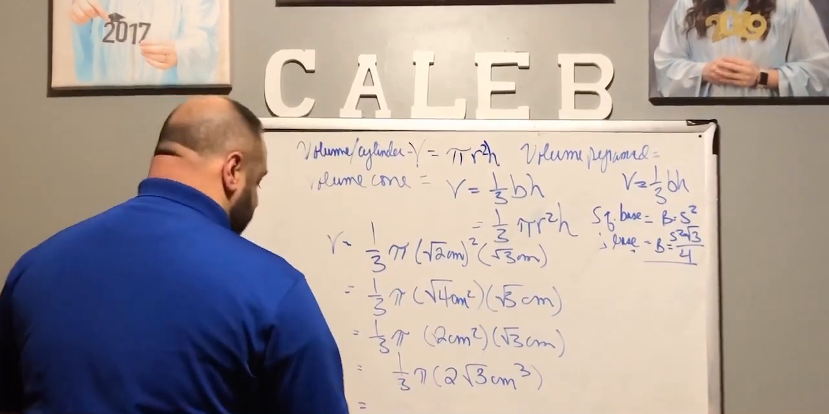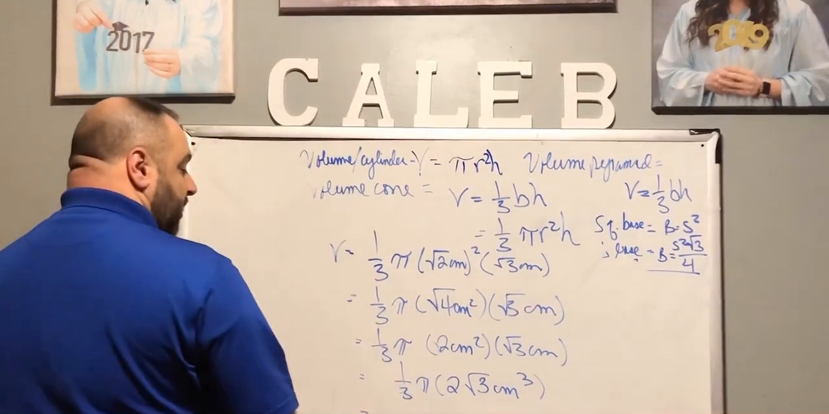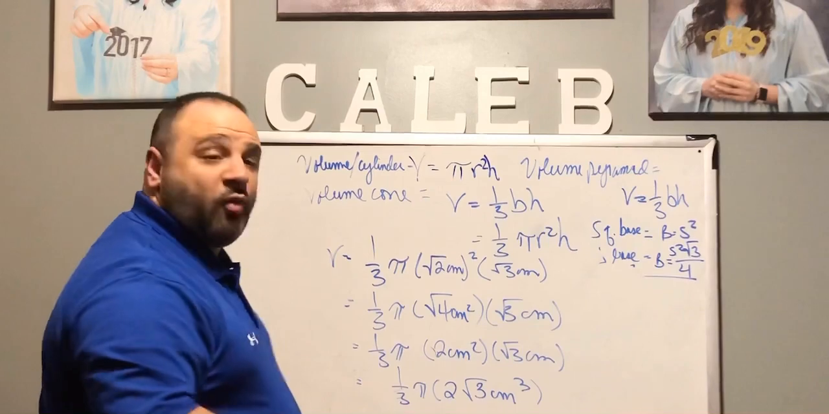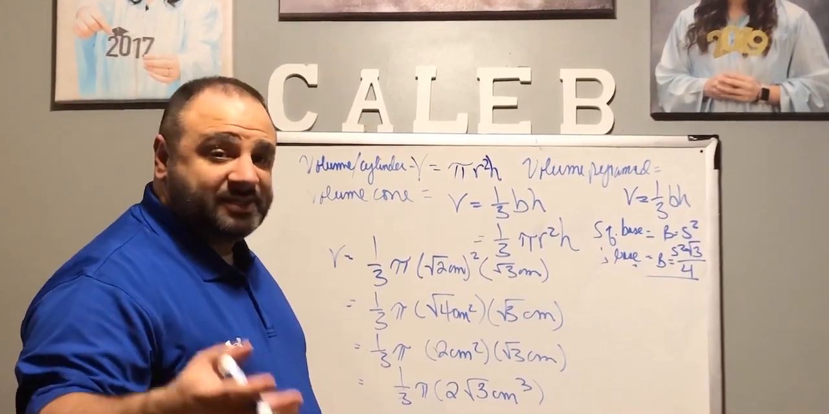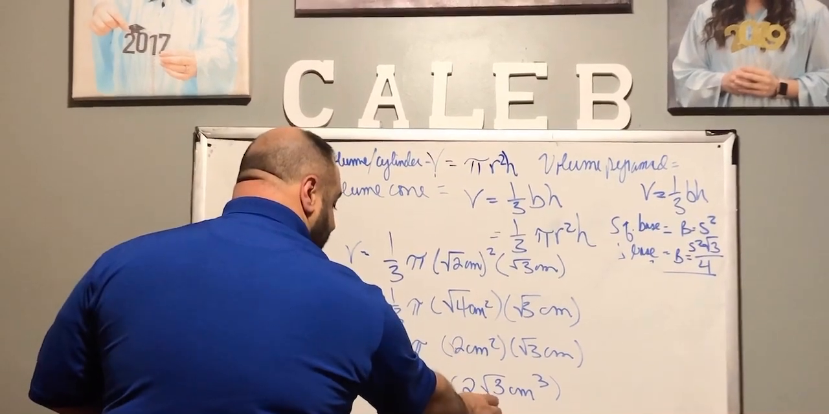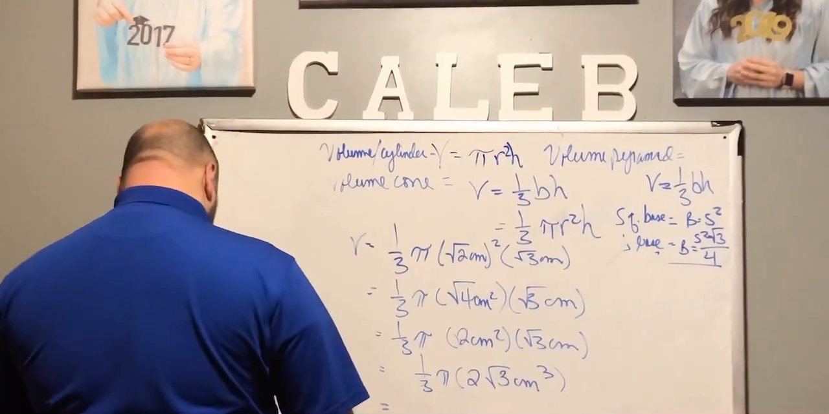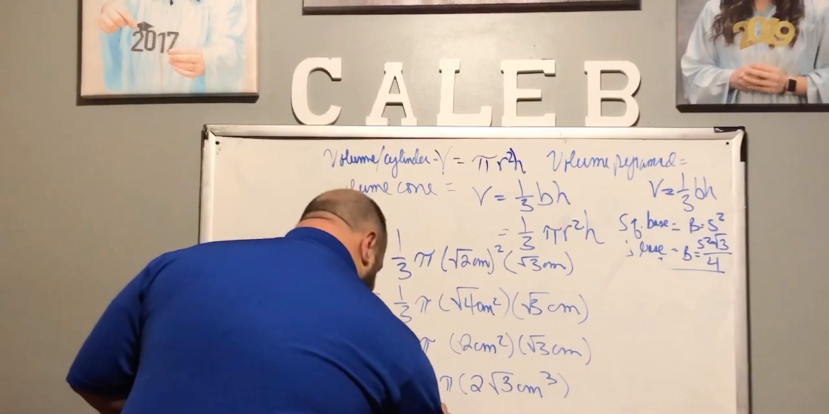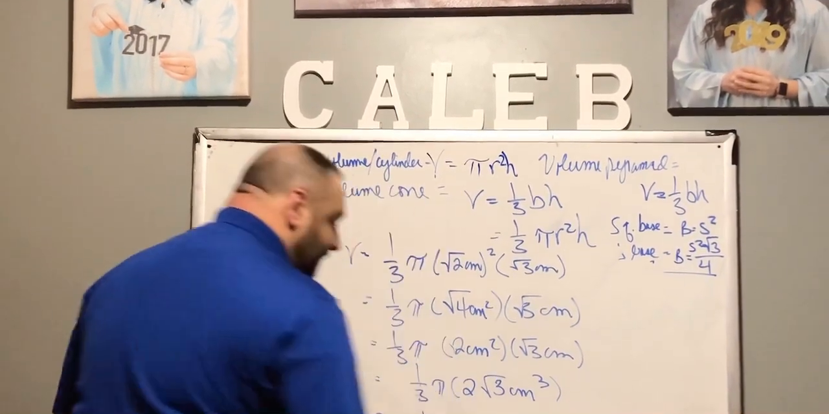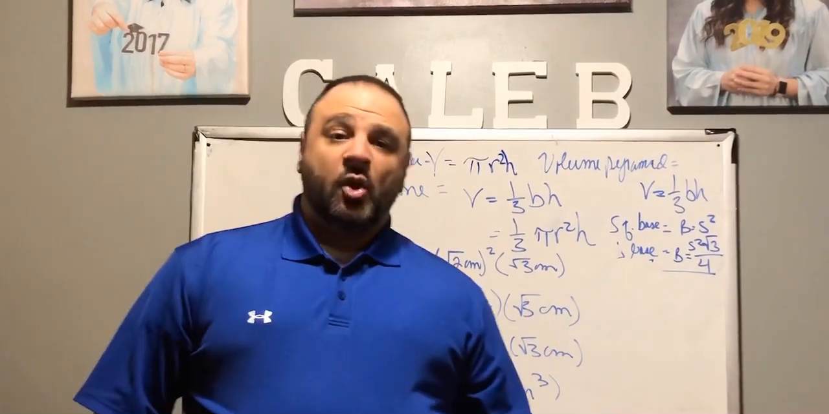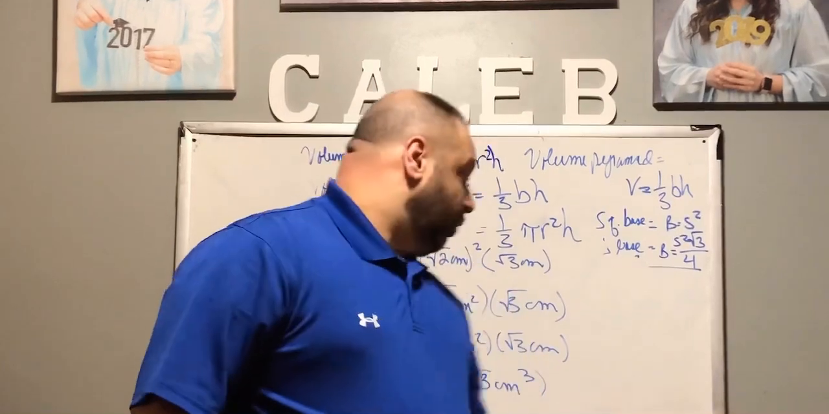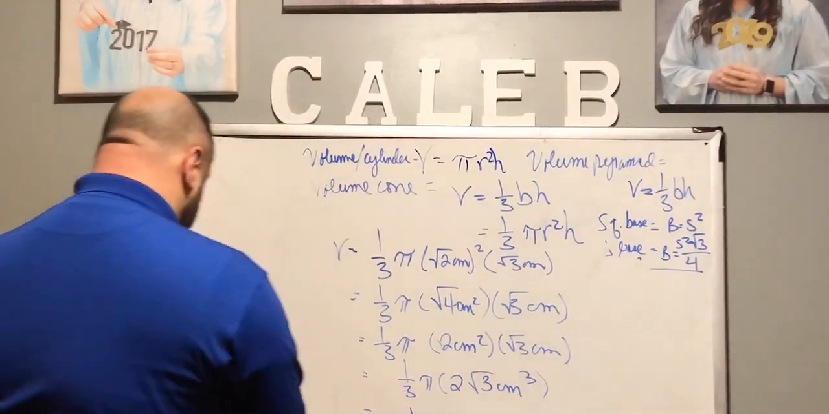Now, we just want to simplify that here. We can go 2 to the square root of 3 over 3, and then simply reduce that. Find the square root of 3, class. Find the square root of 3, times that by 2, divide it by 3, and your answer should be 1.15 pi centimeters cubed. So that's number 14.